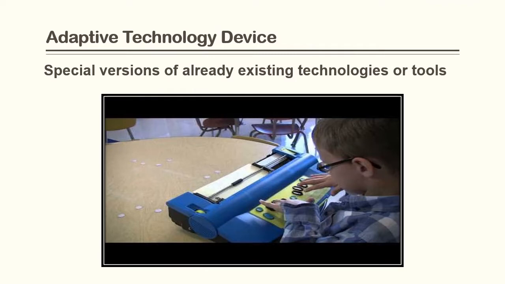Adaptive technology refers to special versions of already existing technologies or tools that provide enhancements or different ways of interacting with the technology. The adaptation helps individuals with a disability or impairment accomplish a specific task.